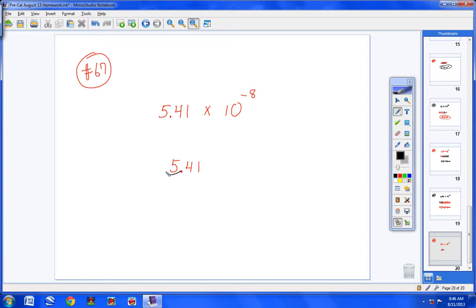1, and now 7 more. 2, 3, 4, 5, 6, 7, 8. So my decimal is here, and it looks like I'm adding 7 zeros. I know my handwriting's not the best, but hopefully you can see that okay. So 1, 2, 3, 4, 5, 6, 7, and then 5, 4, 1.